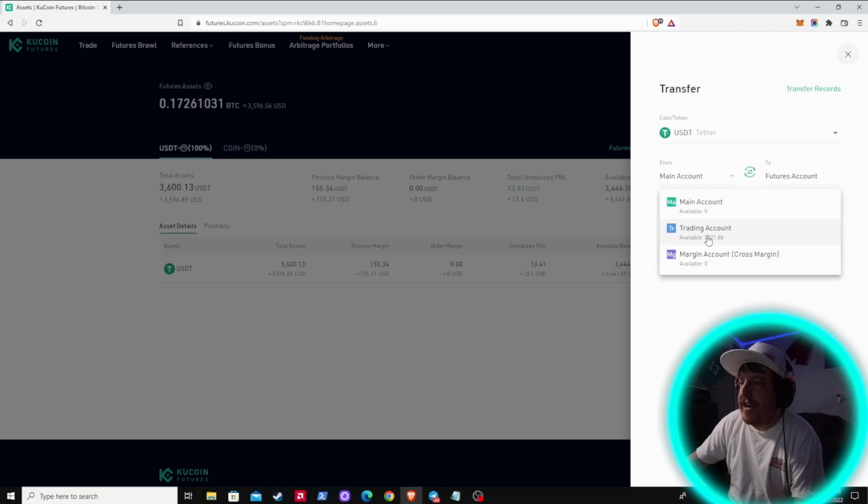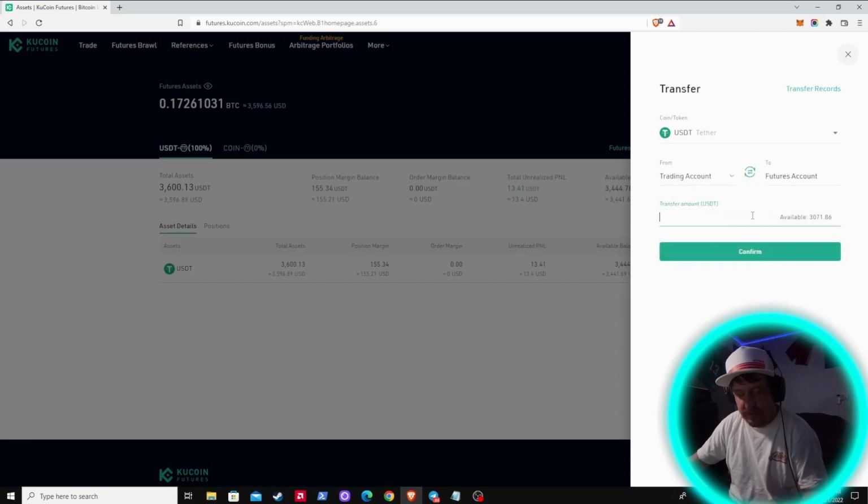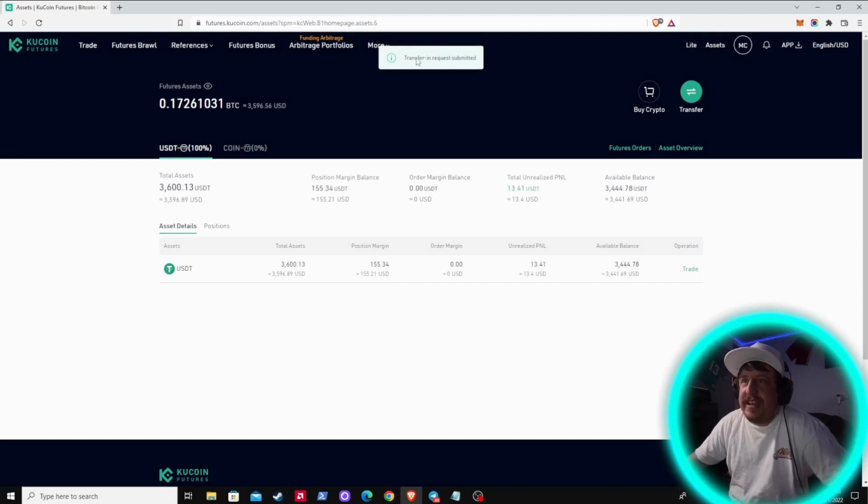So we're going to go to trading account. For me, it says futures account, and I can transfer up to $3,000. I'm just going to transfer $100 over there. I've already got money over there, by the way, so I'm just going to show you how to do that real quick. I'm going to hit confirm, and it says the transfer request was submitted.